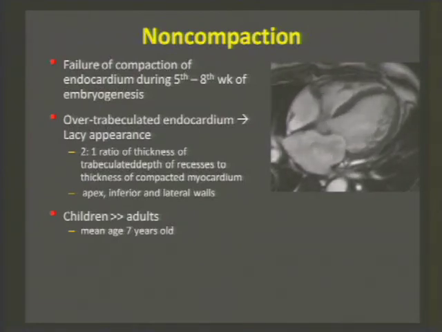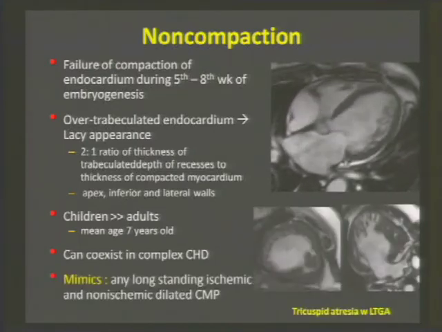What's seen is a lacy myocardium where the depth of the trabeculae is twice that of the thickness of the remaining myocardium deep to that. This is more common in children, and it could coexist in complex congenital heart diseases. For instance, in the images towards the right, this is a patient with tricuspid atresia with levo transposition of the great arteries.